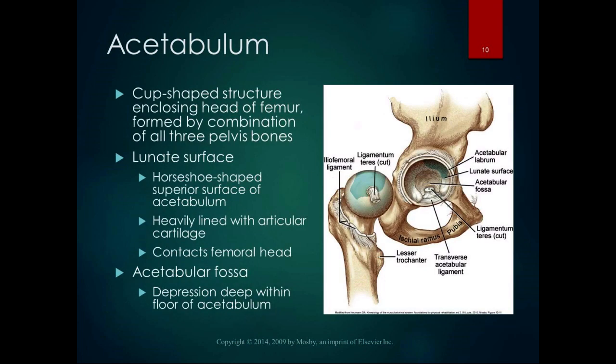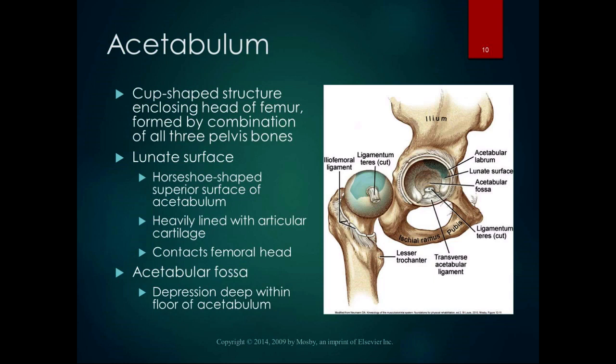The acetabulum is the cup-shaped structure enclosing the head of the femur, and it's formed by the combination of all three pelvic bones. I think there's a picture in the book. If it's not in this book, I think there's a picture in the Trail Guide to the Body where it kind of shows how each one has its little third of the acetabulum: the pubis, the ischium, and the ilium.